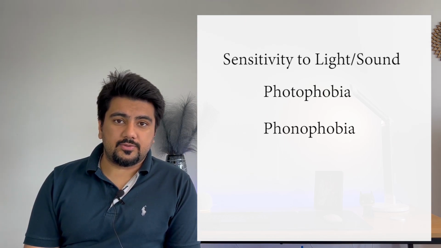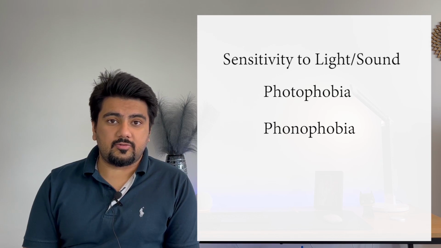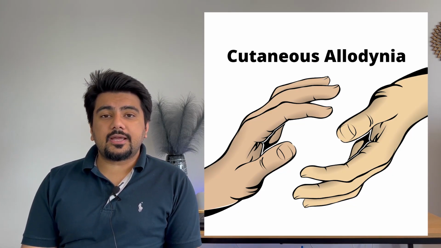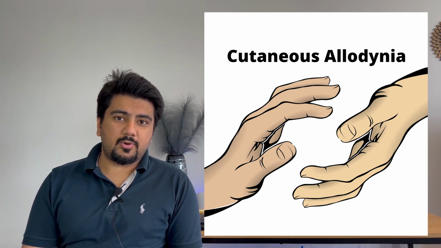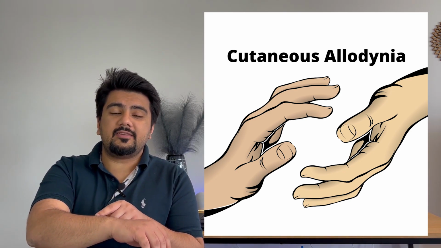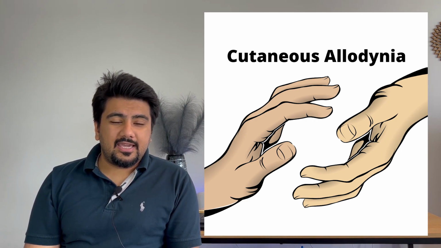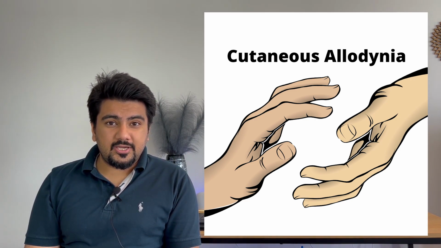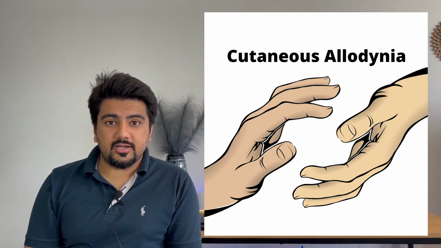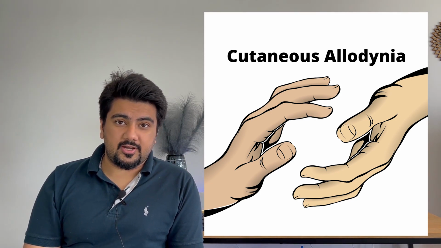There is another S that is being added to the POUNDS mnemonic, and the S stands for sensitivity to light and to sounds, which is photophobia or phonophobia. There's another symptom known as cutaneous allodynia. Now that just means that there is increased response to pain, or pain felt when you touch the skin of the patient during a migraine attack. In one study, 62% of patients said that they had cutaneous allodynia by a self-reported questionnaire.